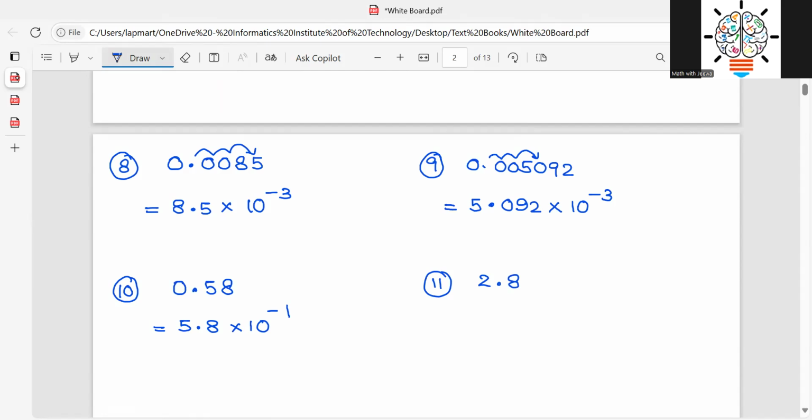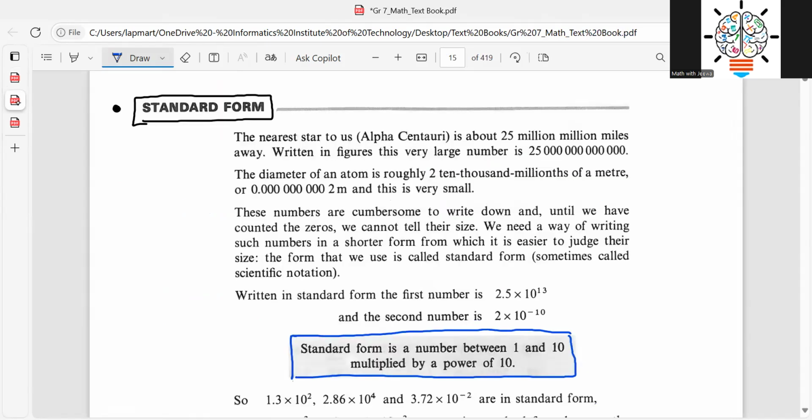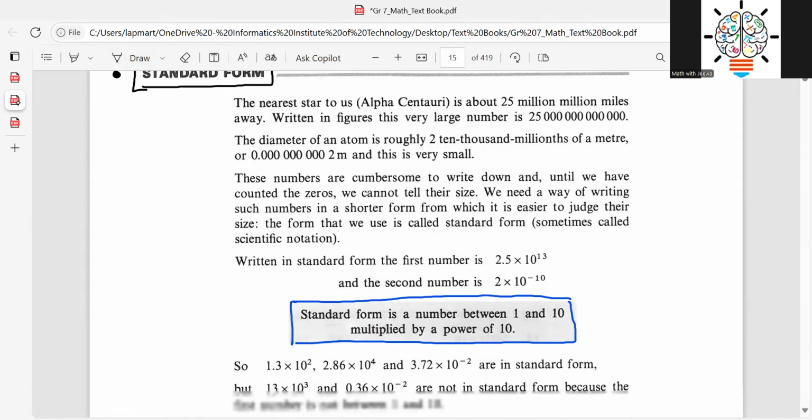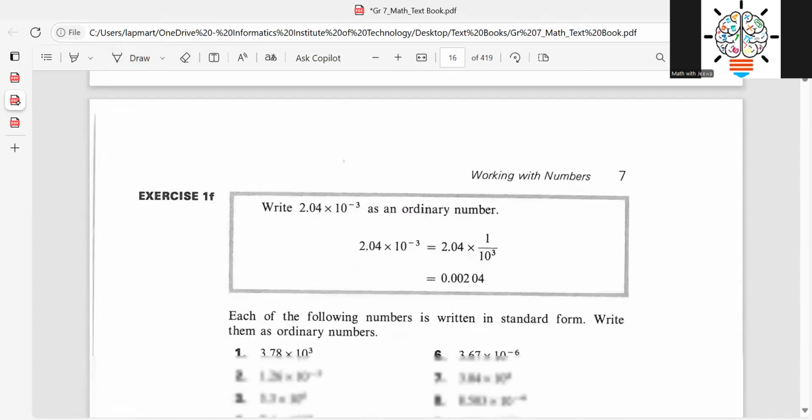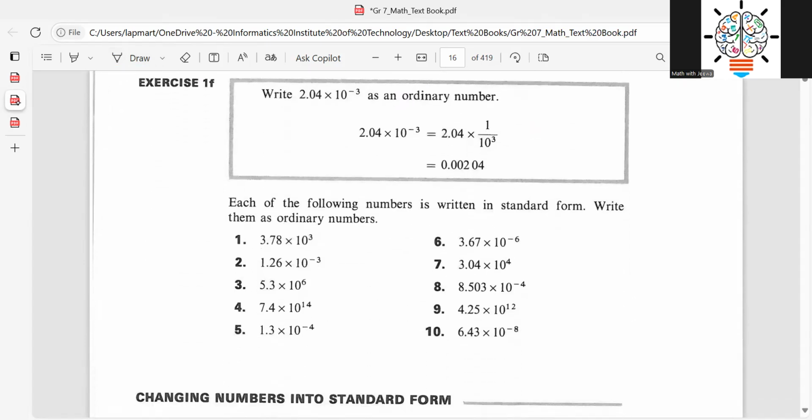You want to write this decimal as a standard form number. How do you write it? 2.8 multiplied by 1. That means 2.8 multiplied by 10 to the power of 0. But normally we don't get this kind of thing. So that's there. What I did was convert the ordinary numbers into standard form.